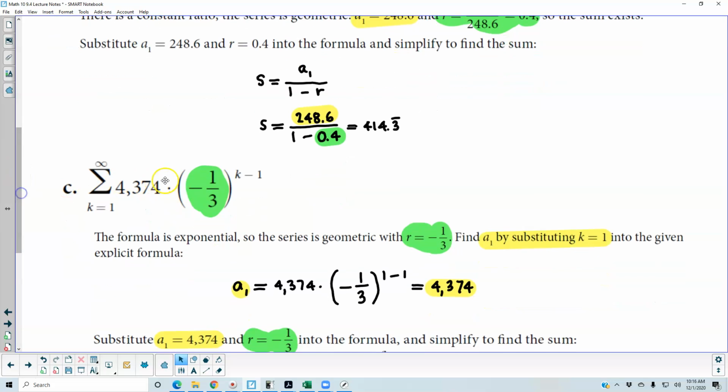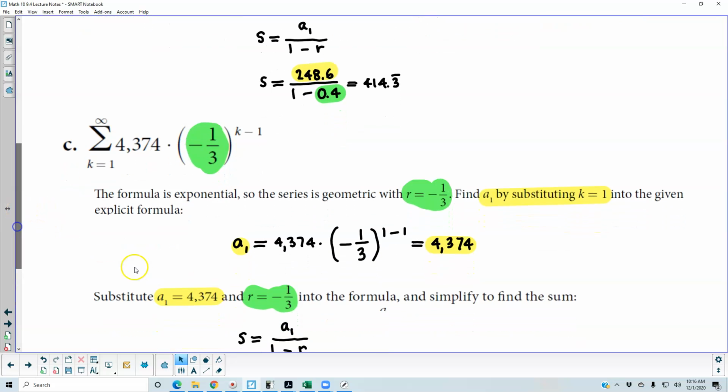But then we need to find out what the first term is by substituting the value of 1 into the formula. So by substituting k equal to 1 into the given formula, a subscript 1 is going to equal 4,374 times -1/3 raised to the power of 1 minus 1. Well, 1 minus 1 is 0. And so -1/3 raised to the 0 power is 1, and 1 times 4,374 is 4,374.